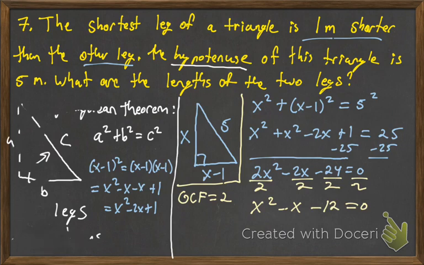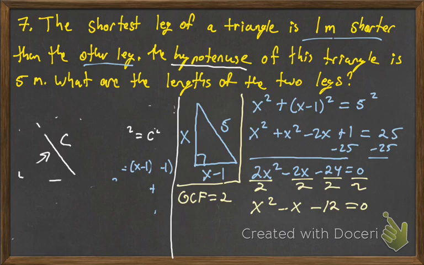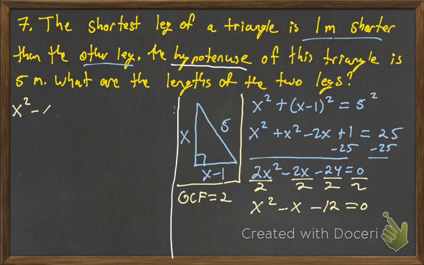And we'll go ahead and factor it, but I'm going to erase the left-hand side here, and we'll do it over on the left-hand side. So you have x squared minus x minus 12 equals 0. That'll factor into x minus 4 and x plus 3.